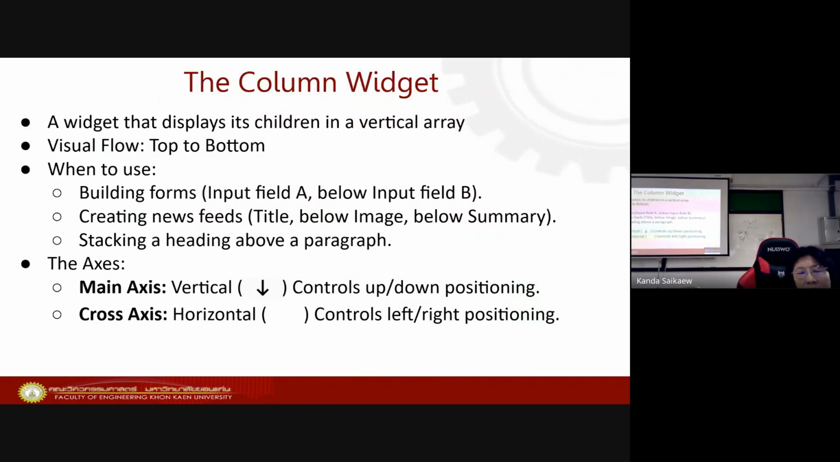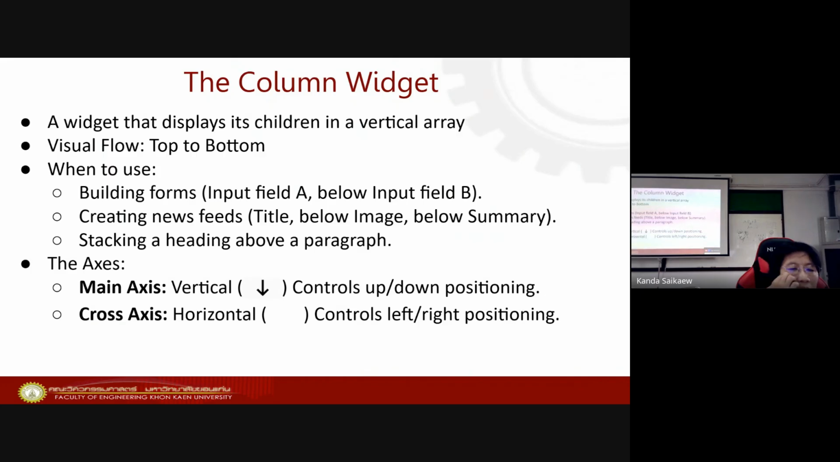What if we want to display more than one widget? Then we need a layout widget, right? The Column widget. The Column widget will display children in a vertical array, top to bottom. We use the Column widget when we want to build a form that has field A, field B, when we want to create new fields, or when we want to stack a heading above a paragraph.